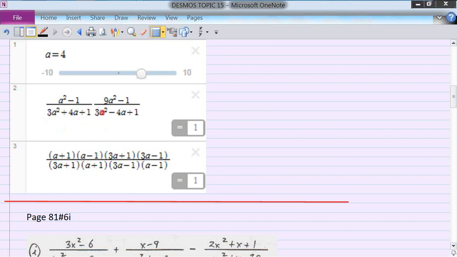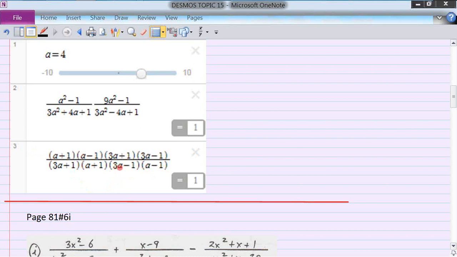Now this one is exactly the same, except we make the two signs negative here, so we get minus 4a instead of plus 4a. Everything else is the same. And you can see what happens here. Let's see, this and this cancel, this and that cancel. The a minus 1 cancels with the a minus 1, and the a plus 1 cancels with the a plus 1.